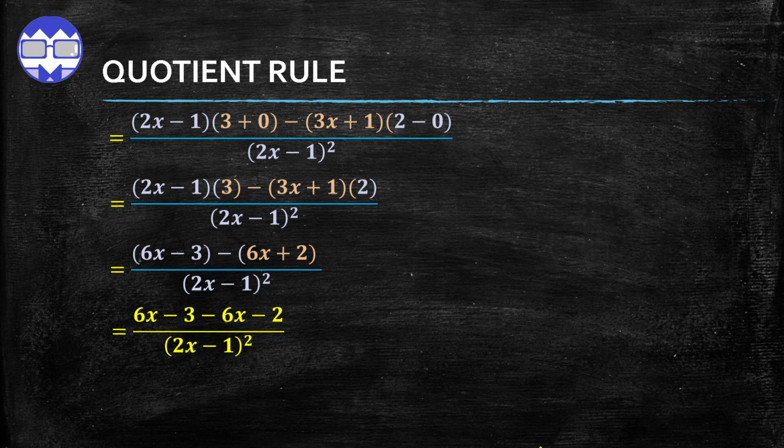No need to do anything in the denominator. It's just 2x minus 1 squared, just v squared. So we just need to simplify the numerator. So we have negative 5 over 2x minus 1 squared.